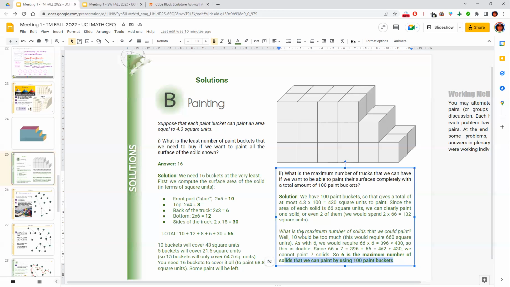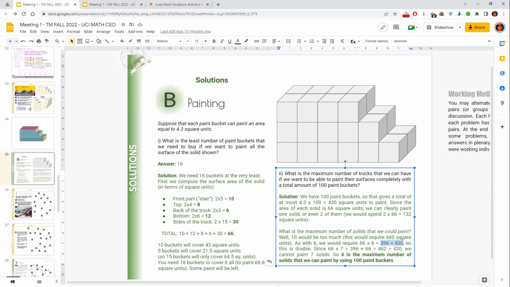Don't just jump into the formula or the division, but play a little bit with estimations. So 10 would be too much, right? Because it would require 660 square units, and you only have 430. With 6, you can do 66 times 6, which is 396, less than 430.